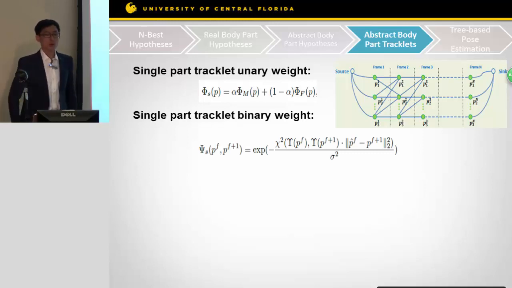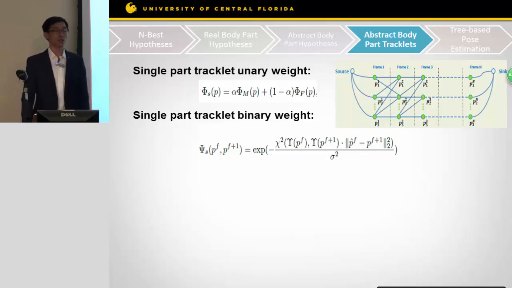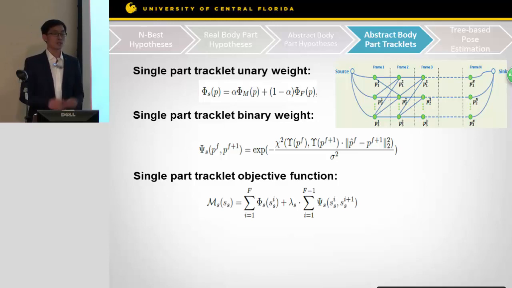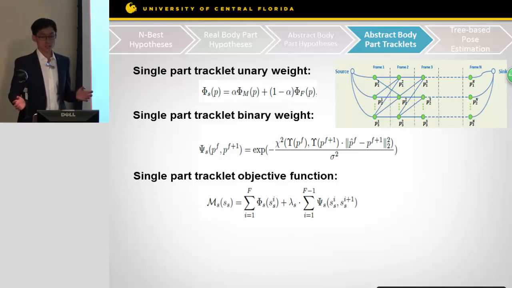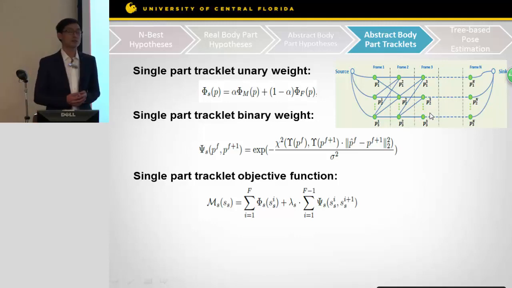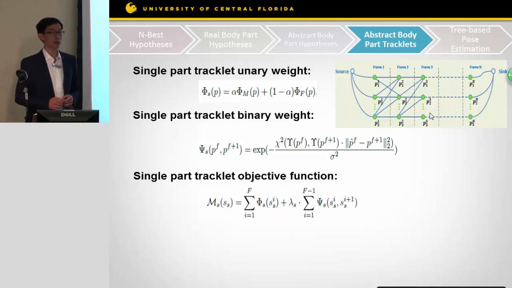And we have the binary weights, which is the combination of the chi-square distances between the two body part locations and the distances between the two body part locations in different video frames. And finally, we have the objective function, which is the combination of the unary weights and the binary weights. Since we have this objective function and a graph similar to the video object segmentation problem, we can solve this problem efficiently using dynamic programming.